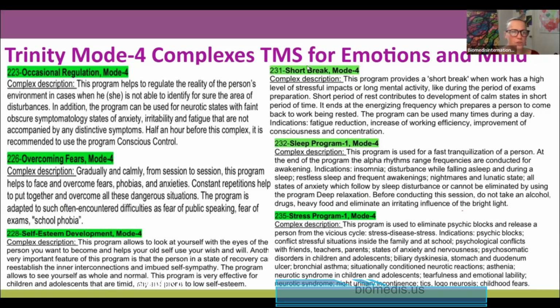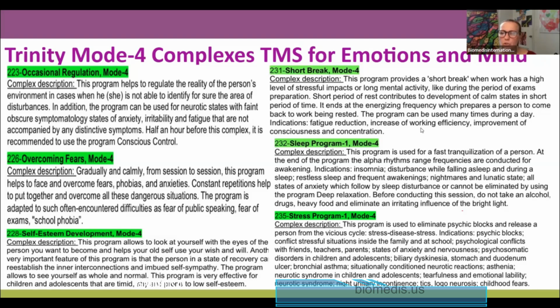Okay, another complex is here, as you see: overcoming fears, self-esteem development, emotional regulation when there are some kind of disturbances, anxiety, irritability state. A short break is good to recover in between, like exam preparation or something. It also helps you reduce fatigue, increase your working efficiency, improve your conscious concentration.